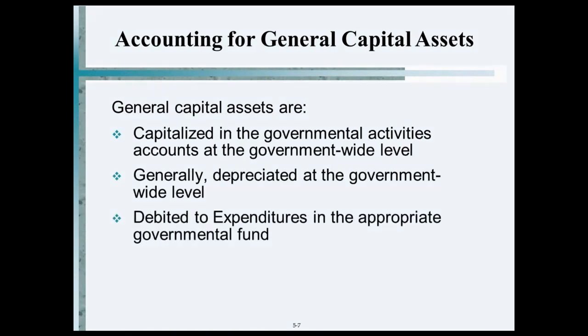Notice the word government-wide level. Depreciated at what? The government-wide level. Always at the government-wide level. But it's debited to expenditures in the appropriate government.